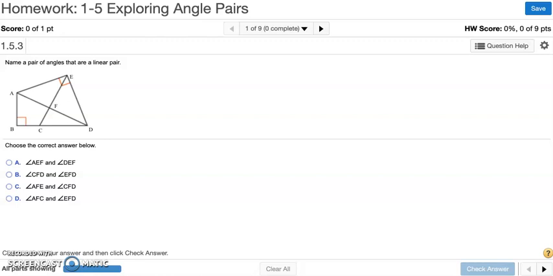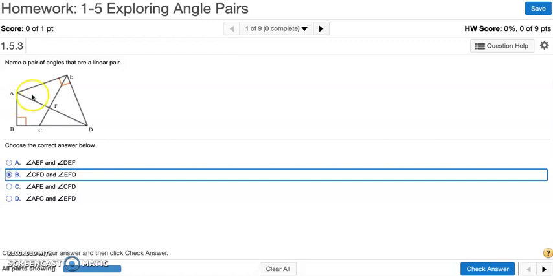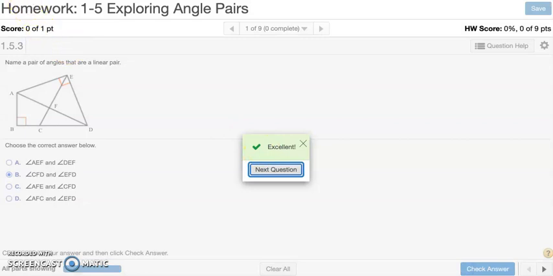5. Exploring angle pairs. Name a pair of angles that are a linear pair. Choose the correct pair below. Well, a linear pair adds up to 180 and forms a straight line. So looking at these choices, that's going to be angle CFD, this angle, and EFD, this angle, because these two add up to 180 to form a straight line. And that's number 1.